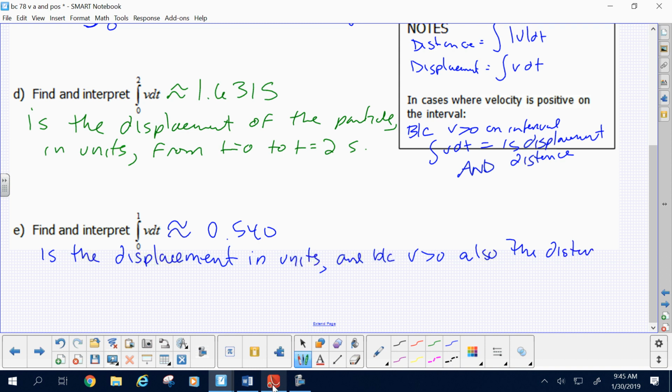You still need to make reference to the time frame. In units from time 0 seconds to 2 minutes. Okay? All right. We go through E. Okay?